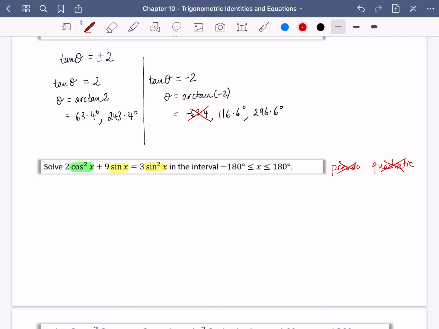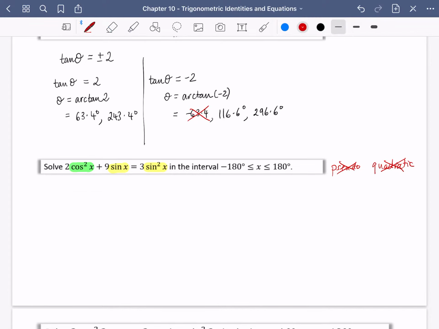If you just try dividing everything by cos, because that's usually how we do this, you would get 2 cos x plus 9 tan x equals 3 sine x tan x. And we're kind of stuck. Oh, sorry, that wouldn't be cos squared x, that would just be cos x. And then if you divide by cos again, it's just not going to work. So we can't do that technique.